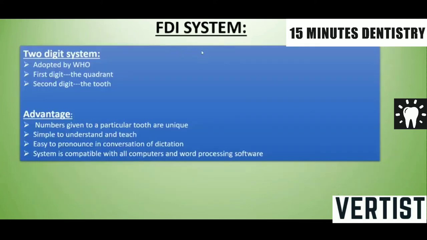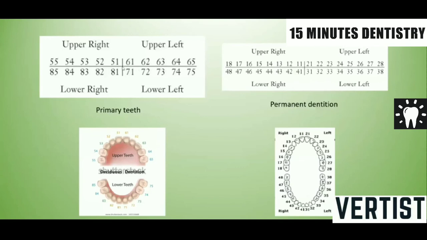And the FDI system is the Fédération Dentaire Internationale. It is a 2-digit system. For primary teeth, the quadrants are divided, and the first digit indicates the quadrant number: 5, 6, 7, 8. So 5 is upper right, 6 is upper left, 7 is lower left, and 8 is lower right. The second digit indicates the tooth number. Here you can see in this diagram, 6, 3 is the maxillary left canine, while 8, 2 is the mandibular right deciduous lateral incisor.